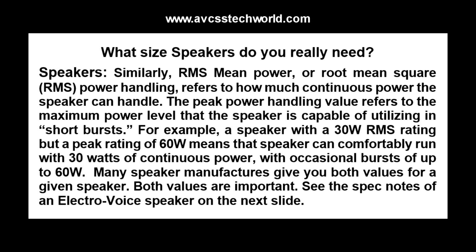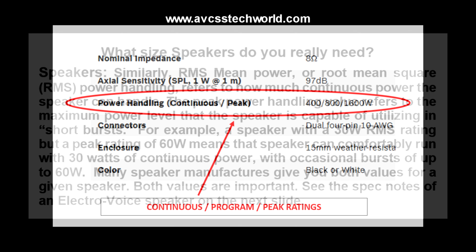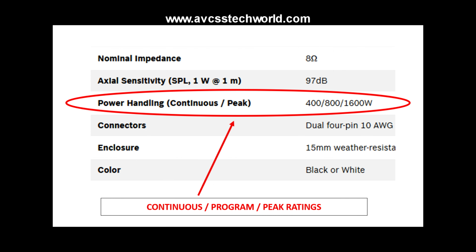Both values are important. Check out the specification notes of an Electro-Voice speaker on the next slide. This is what you would usually see in a speaker specification sheet. Most of the time it will read power handling, continuous, program, peak, but many times will only read power handling, continuous, peak.